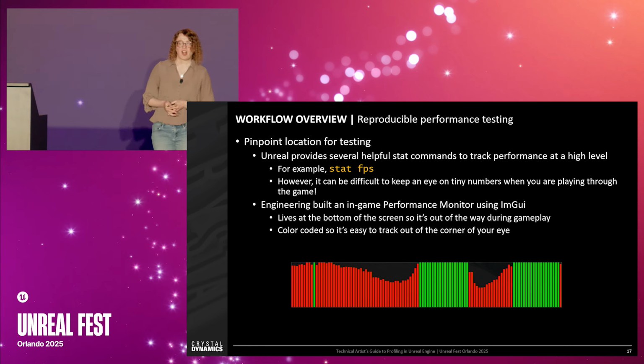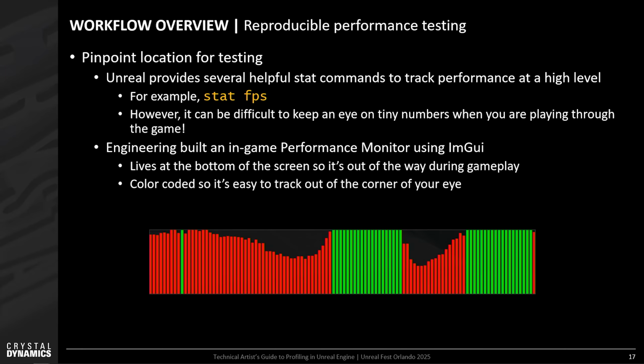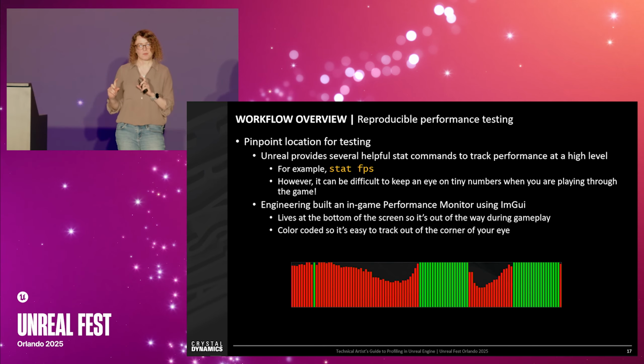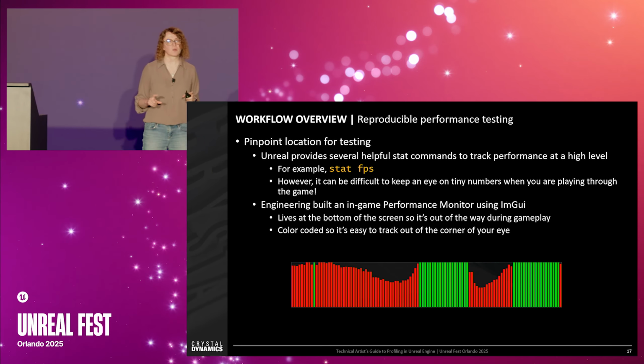Unreal provides several helpful stat commands to track performance at a high level. For example, stat FPS. That will bring up a small panel on the right-hand side of the screen that tracks information on what your frame rate is, but it's small and it can be difficult to track it, especially when you're running around the game, maybe fighting a boss. And we wanted to create something that's a little bit easier to track, which you can see below.